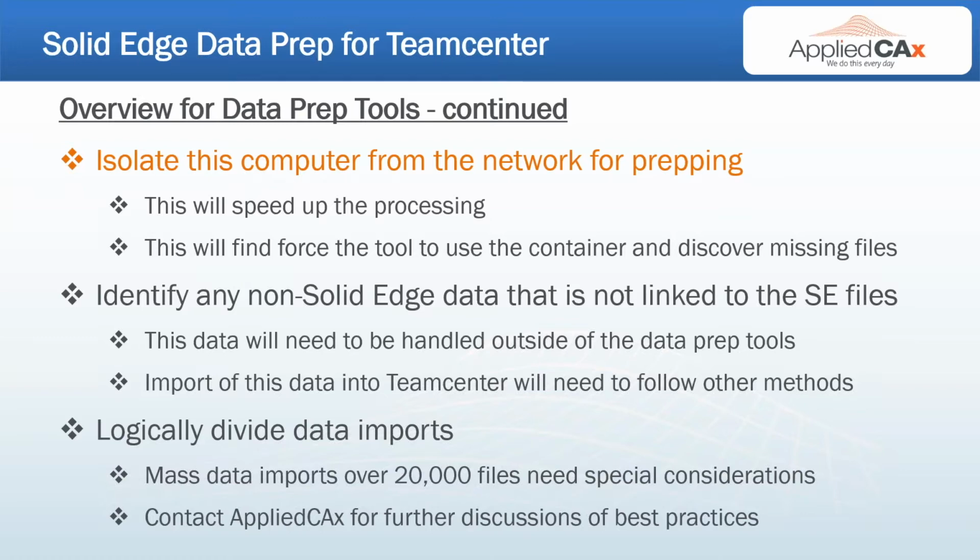Logically divide your data into imports. Mass data imports over 20,000 files need special considerations. So if you have isolated your data and you have 100,000 files, it's best to look at that data and see how you can logically divide that up into smaller imports. It'll be easier to prep and it will be easier to import. If you do have over 20,000 files, please contact us at Applied CAX for further discussions on best practices and assistance with that.